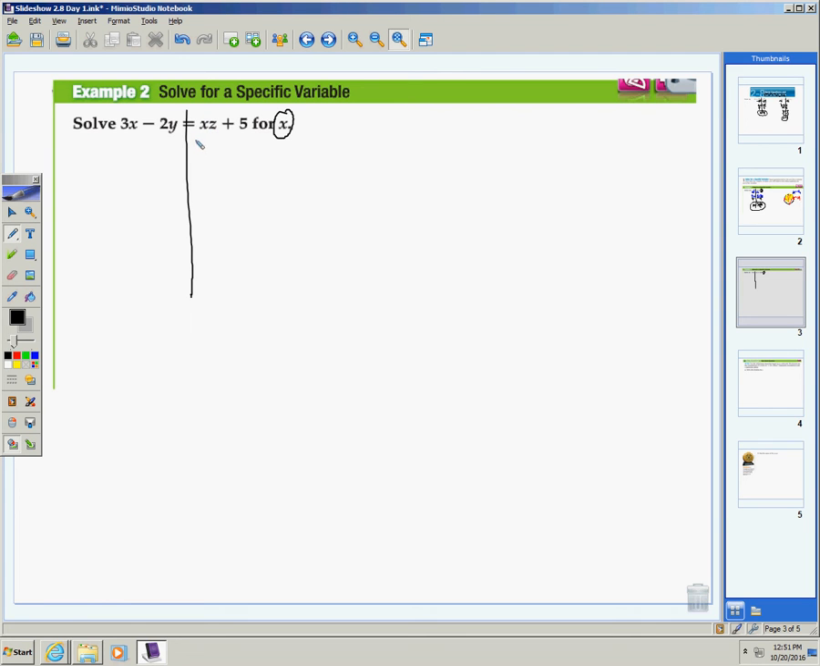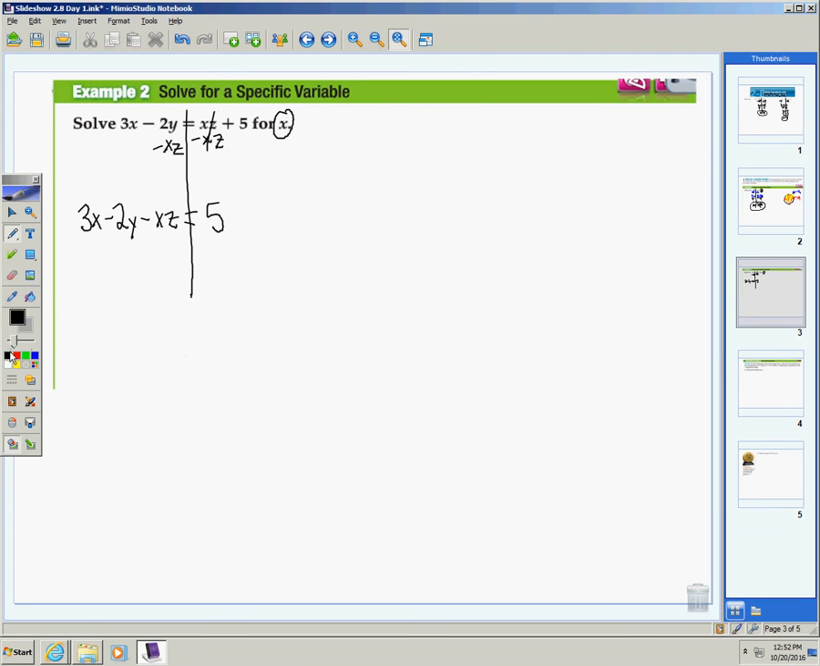How am I going to do that? Well, I need to subtract xz from the right side, which means I need to subtract xz from the left side. And notice, even though 3x and xz both have an x, xz has a z, 3x doesn't, so these are not like terms. So now on the left side, I just have 3x minus 2y minus xz. And then on the right side, my xz's cancel out, and I'm just left with a 5. All I did was I moved the xz from the right side to the left side by subtracting it.